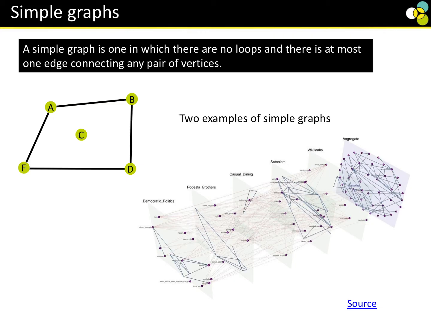So, simple graphs. A simple graph is a graph where there's no loops and there is at most one edge connecting any pair of vertices, okay? So we can see here we've got no loops and there's only one edge connecting vertices.